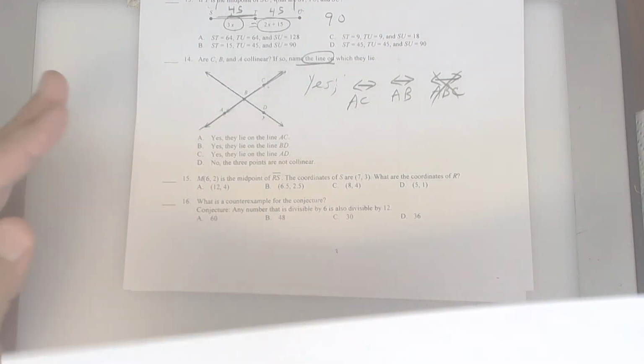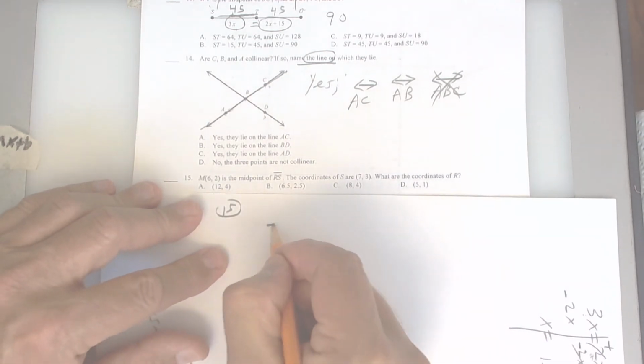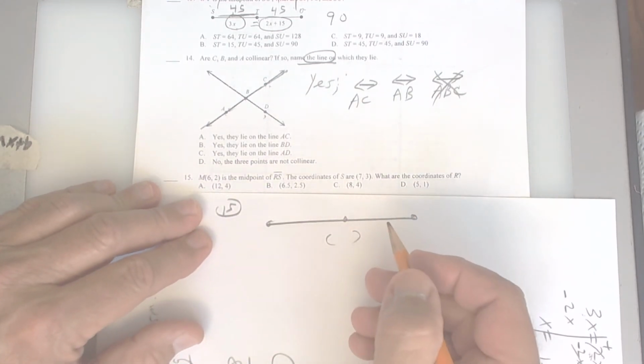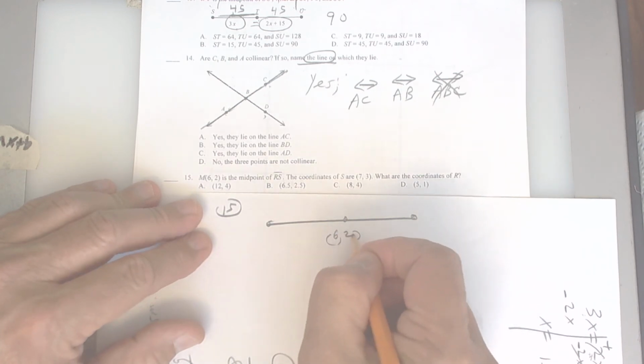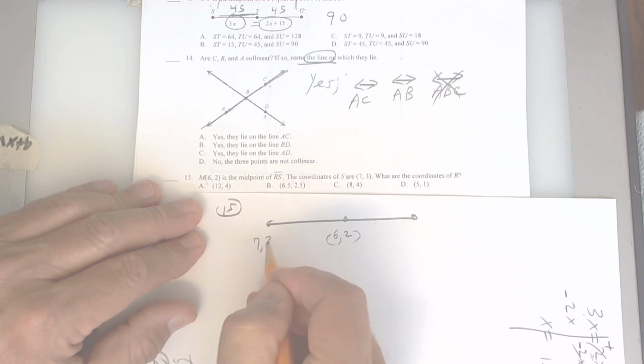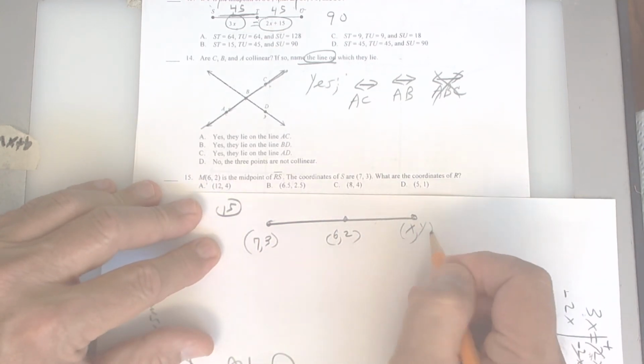Put a star by number 15, because I think this is the hardest one. So put a midpoint and put 6, 2, because that's your midpoint. And then the other point, put 7, 3. That's called an end point. And then put x, y. Now watch how you do this.